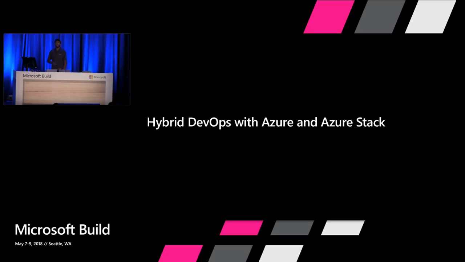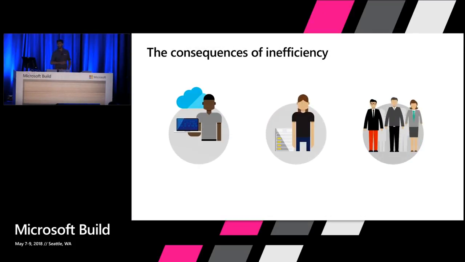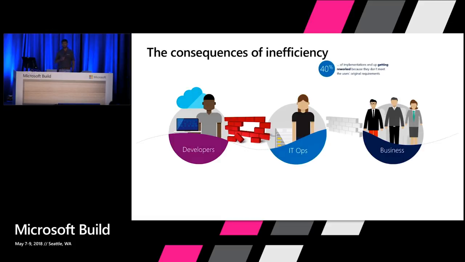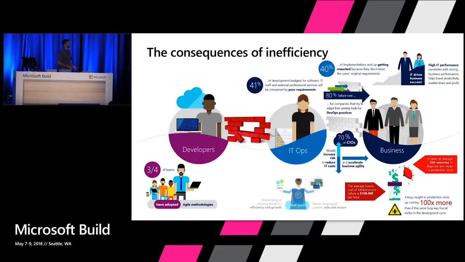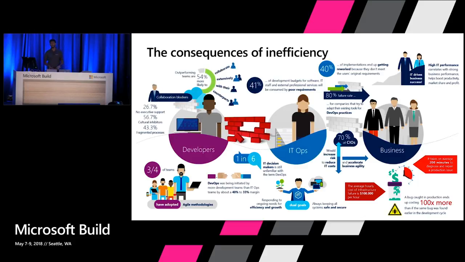Let's take a look at DevOps with Azure and Azure Stack. We all know that software is hard to write. We know that 40% of software gets reworked because it didn't meet what the user wanted. We know that it costs a lot of money to fix issues, up to $100,000 an hour. We know that teams like to say they're agile, but they might not actually be agile. The point being, it's hard to develop software. It leaves developers frustrated. It leaves operations frustrated as to why the software that developers provided isn't working. And the business is frustrated because they can't get new features out to the customers.